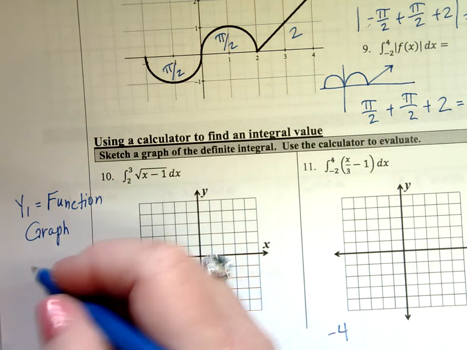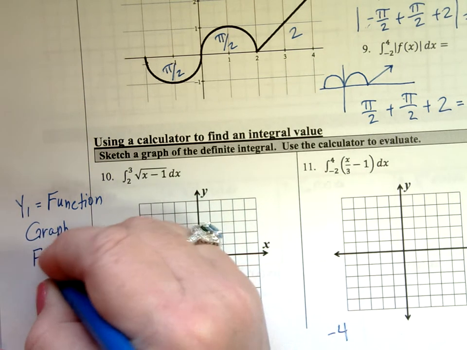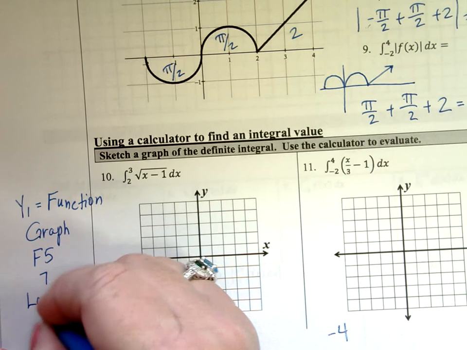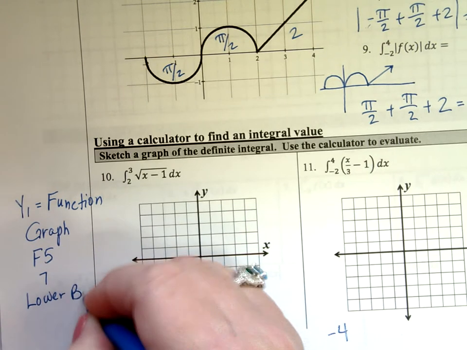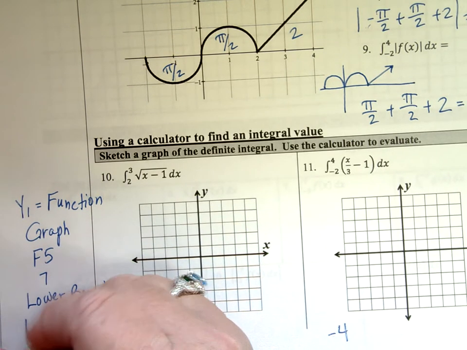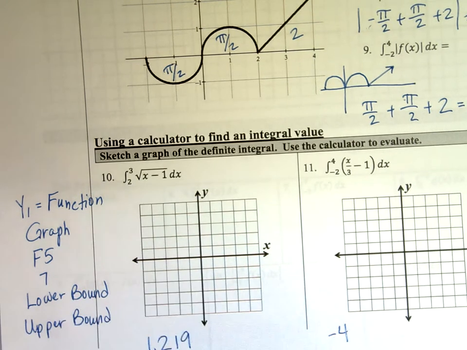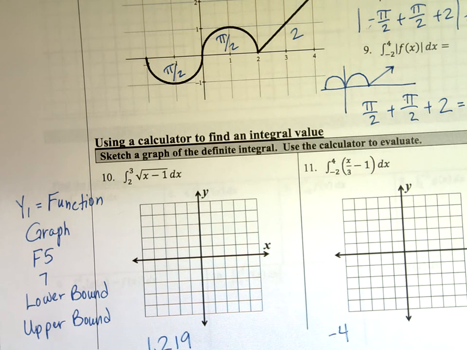You graph it, hit F5, go to number 7, put in the lower bound, whatever that might be, put in the upper bound, whatever that might be, and then press enter and it'll give you the number. So really simple. He had all sorts of things going on with his TI-84 or whatever it was. But yeah, for us, for our calculator, that's the story.